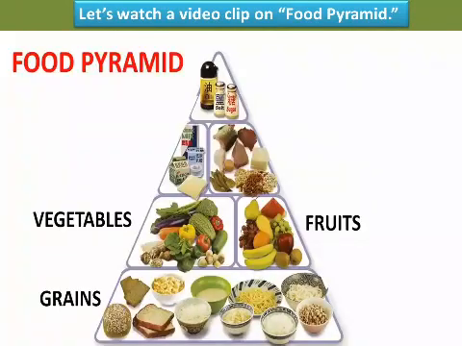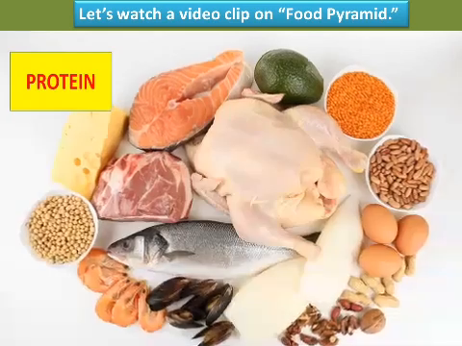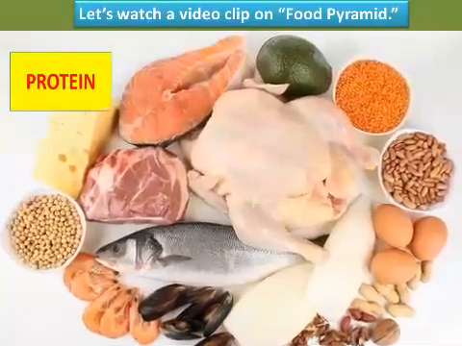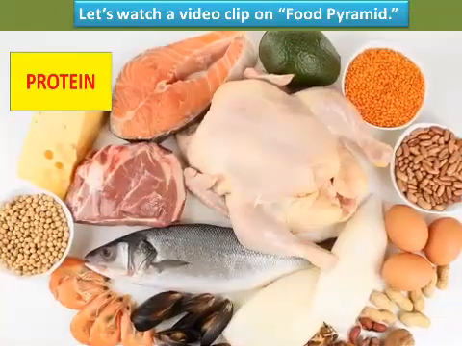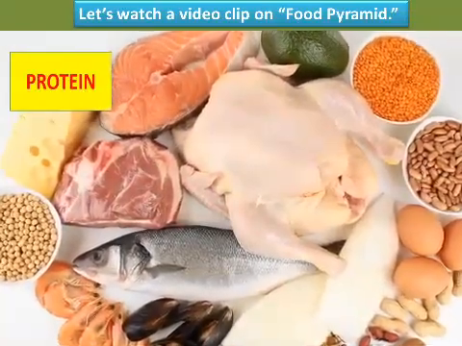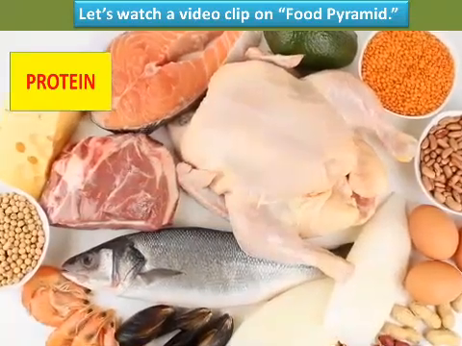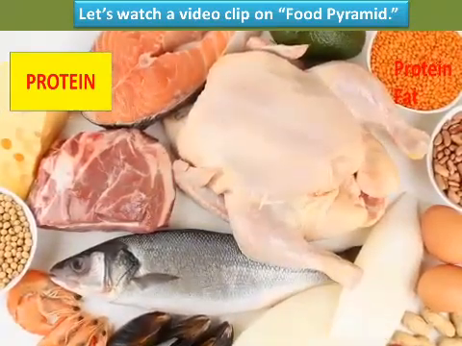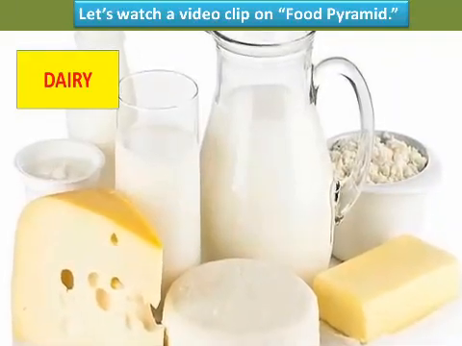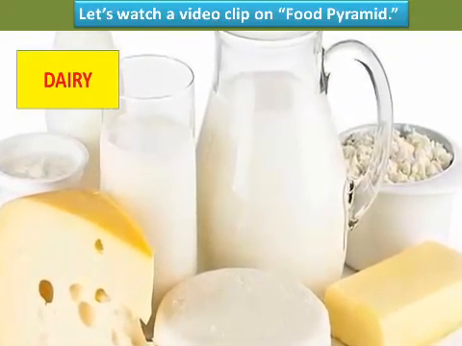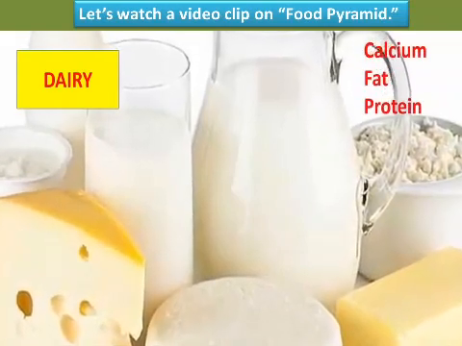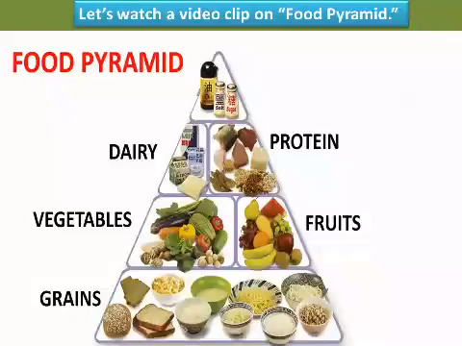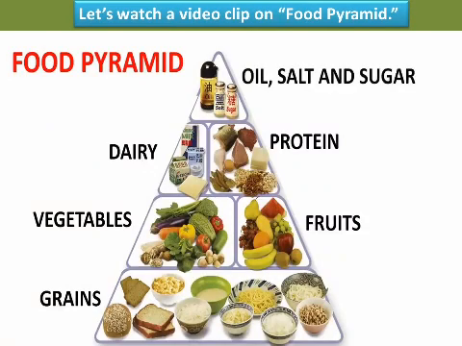At the top of fruits and vegetables comes the protein and dairy products. Protein. It includes meat, fish, egg, beans, peas, legumes and nuts. These foods are rich in protein and also has fat. Dairy. It includes milk, yogurt, cheese, butter. It is rich in calcium, fat and protein. At the top of the pyramid is oil, salt, and sugar items. Only very less amount of this should be consumed.